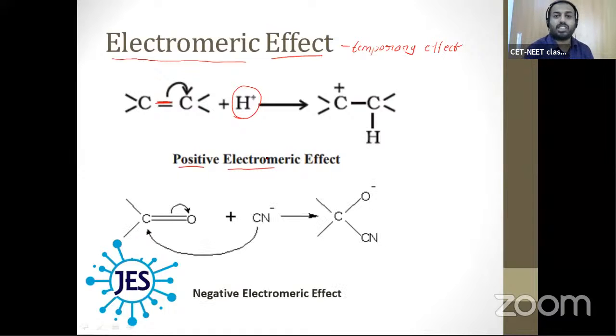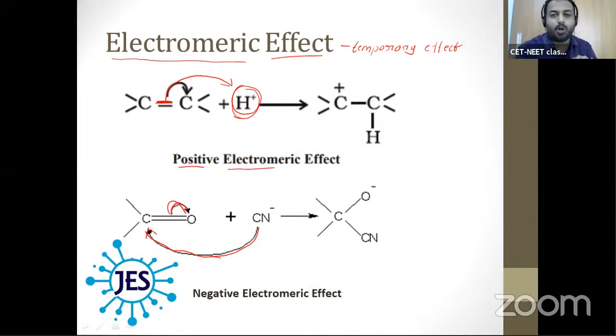Okay, what is positive electromeric effect? Positive electromeric effect involves movement of electron density, sorry, towards the reagent. See this, pi electron density is moving towards the reagent, trying to catch that H plus. That is what is called positive. Negative is opposite. Pi electron density is moving away from the reagent. See, cyanide ion is attacking this carbon atom, where pi electron density is moving away from it. That is what is negative.